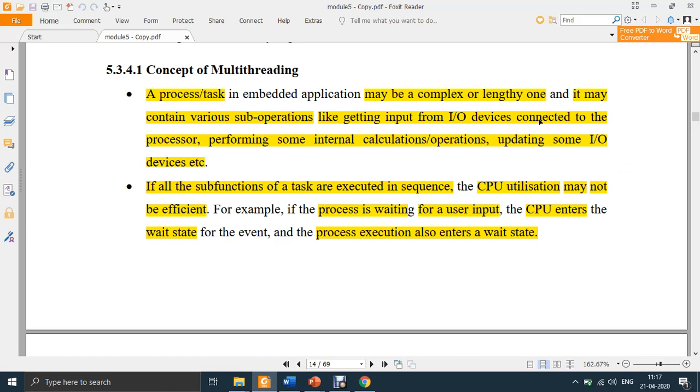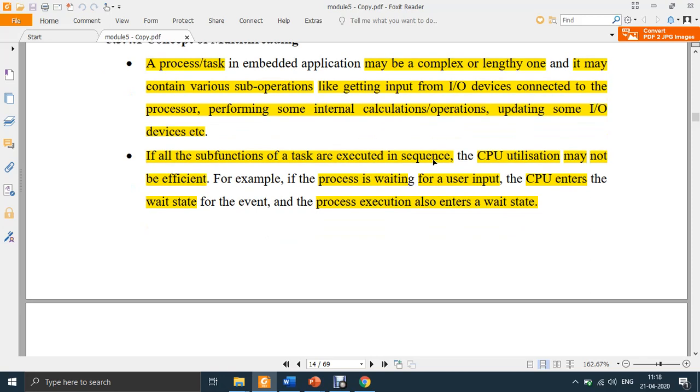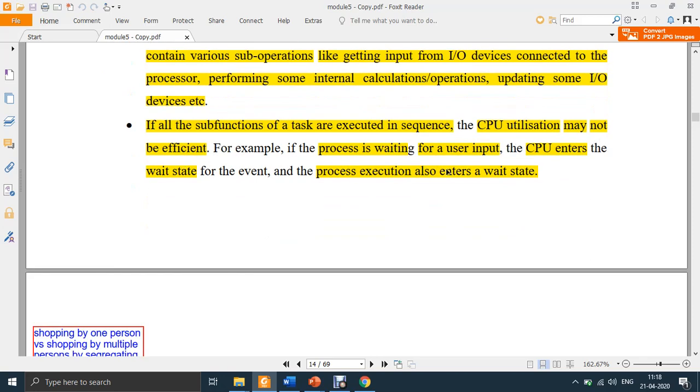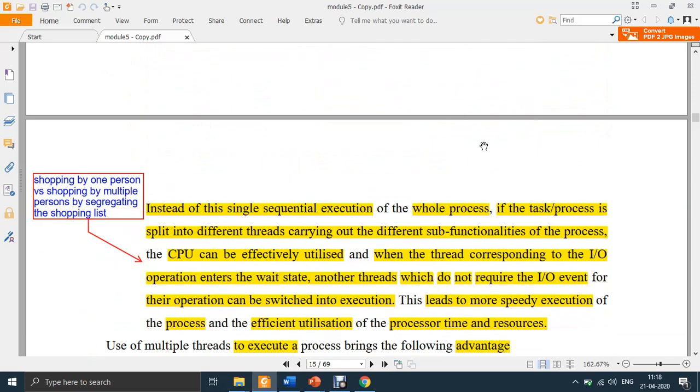So in that case, the CPU is free, which is not efficient utilization. As I told you, you call it efficient if you utilize the hardware all the time without keeping it idle. So CPU utilization may not be efficient. That is what is explained.